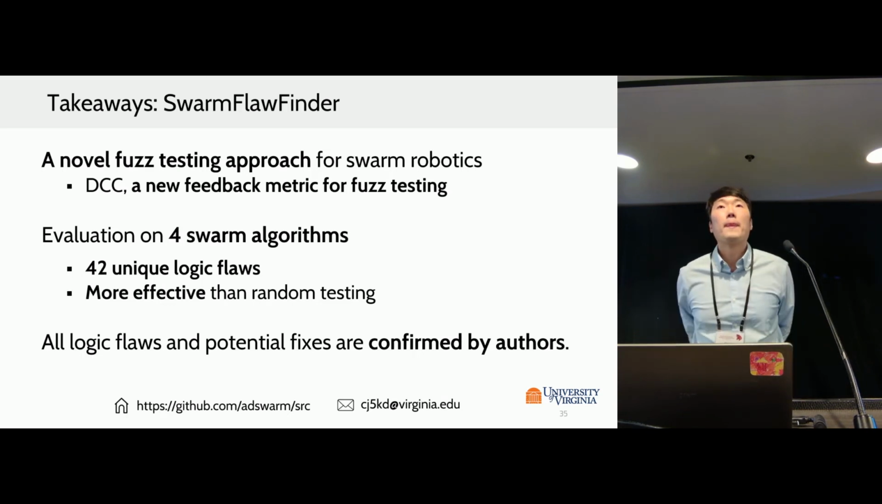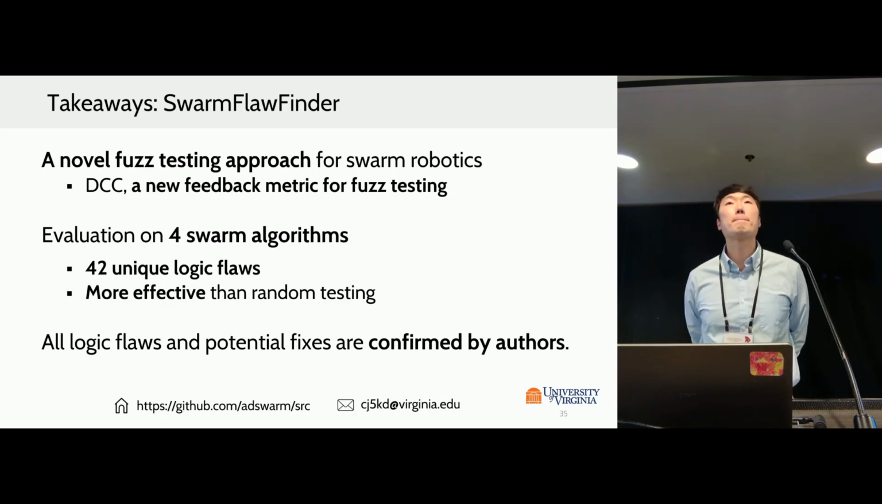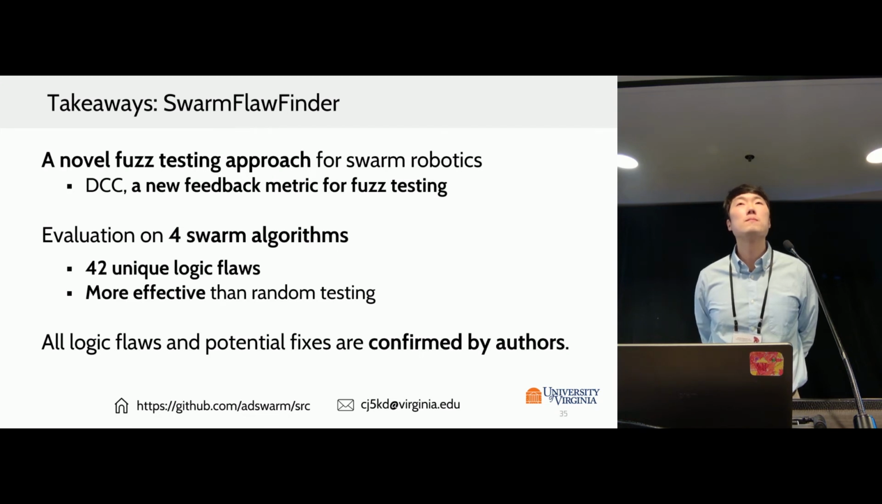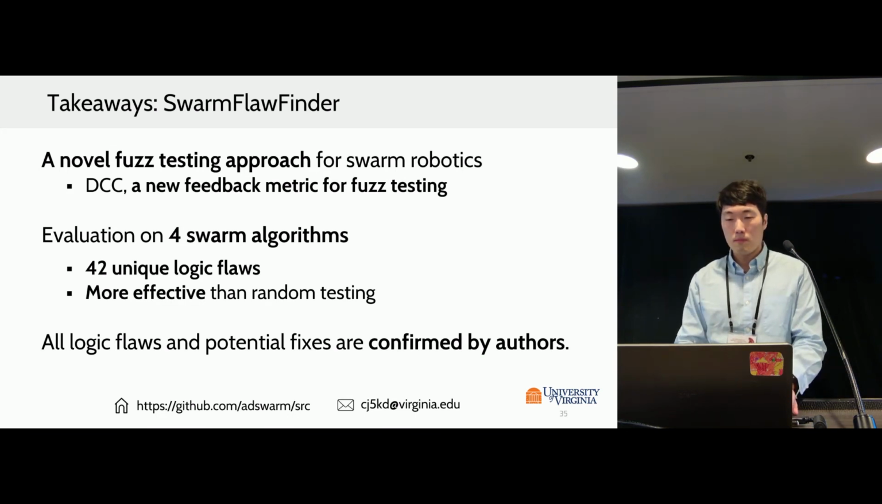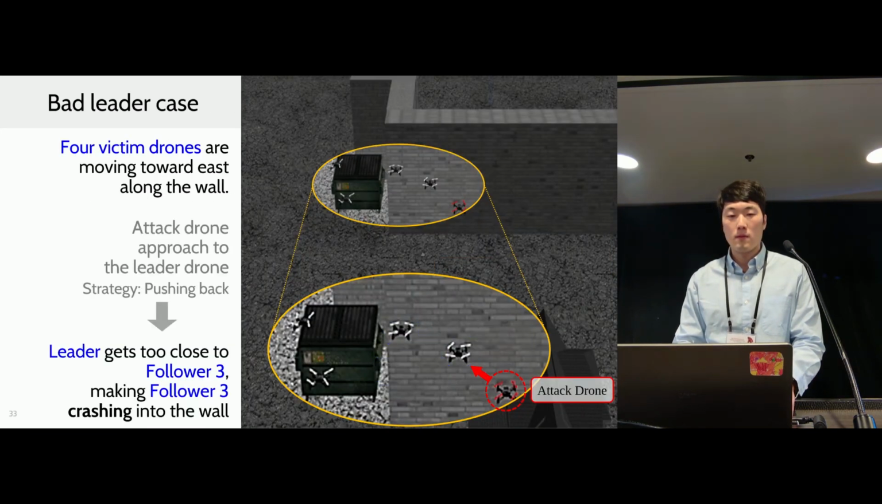Hi, very interesting work. I have a question. It seems like your metric DCC measures the deviation of the drone from its original position. I see in your case study you have obstacles. How do you measure the distance to those obstacles to trigger those bugs?